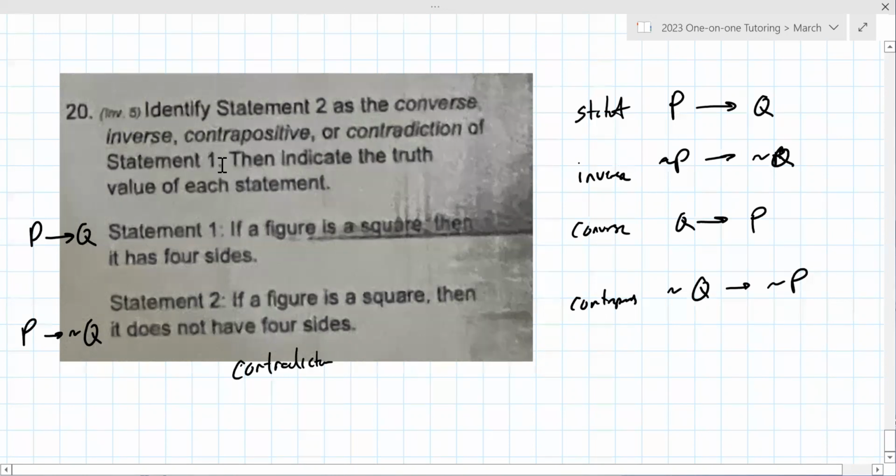So for statement one, we have to indicate the truth value. Basically, it's like this. Can you think of a counterexample? Struggling here. One is true, right? Yeah, it's true because a square always has four sides.